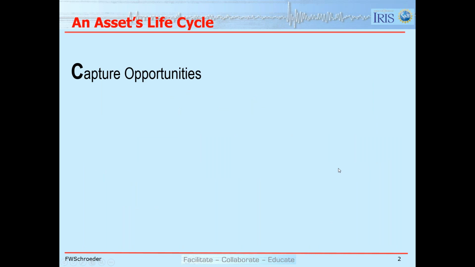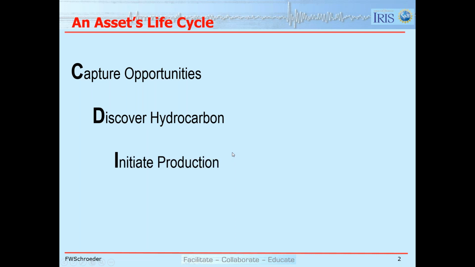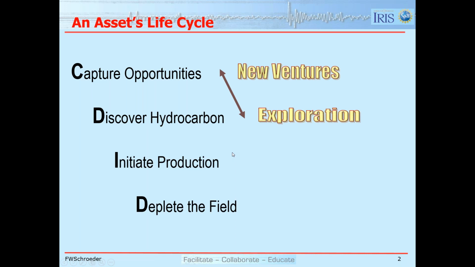So as I mentioned, we have an asset's life cycle. I talked about this in an earlier lecture. First, we have to capture opportunities. That's primarily through lease sales. Then we discover hydrocarbons by drilling wildcat wells. We decide whether or not it's worthwhile to develop the field, to initiate production, and then we're going to deplete the field. And so the capture and discovery, that's what we do in exploration.